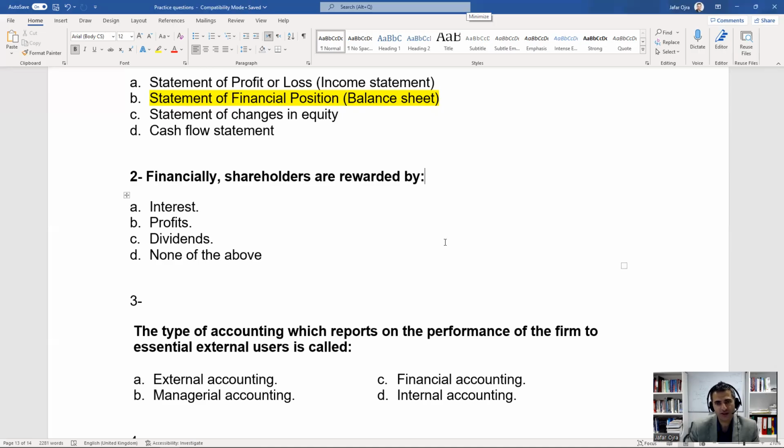If you buy shares, you have become a shareholder of that business. As a shareholder, you are entitled to dividends at the end of each financial year. Dividends are a percentage of the profit that the company distributes to all shareholders, based on how many shares they hold in the business. So financially, shareholders are rewarded by, of course, dividends.